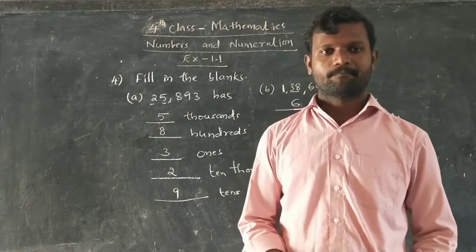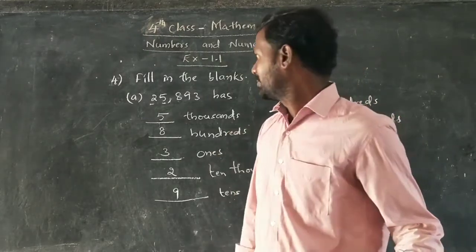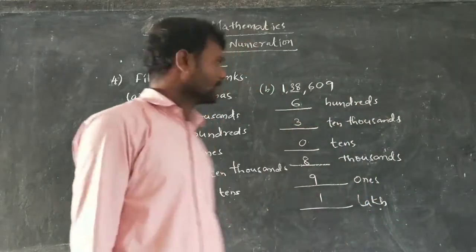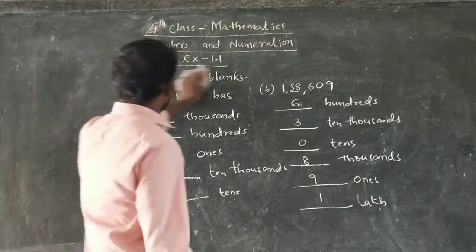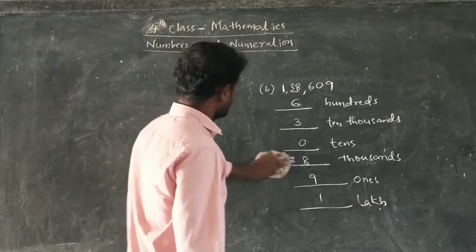Third bit is there. Right? Next. Sorry, it is fourth bit. Now the fifth bit in exercise 1.1. What is the fifth bit?